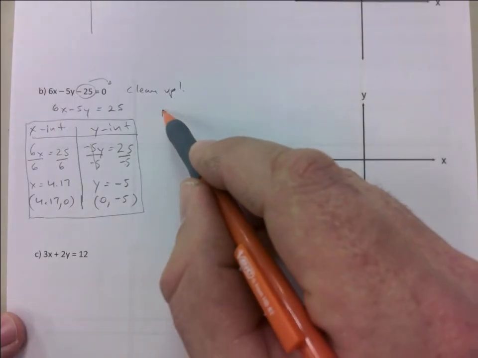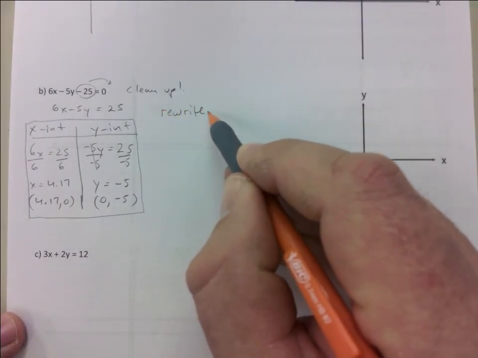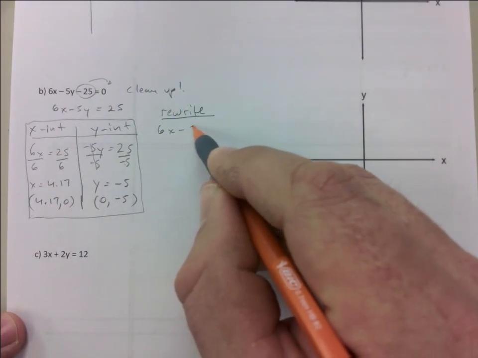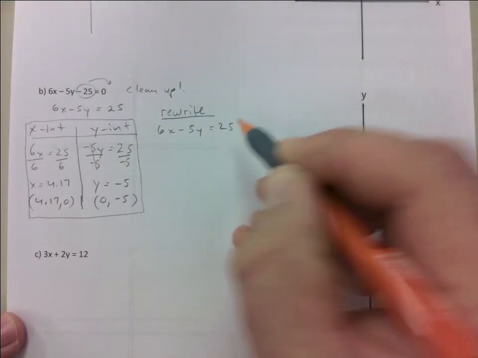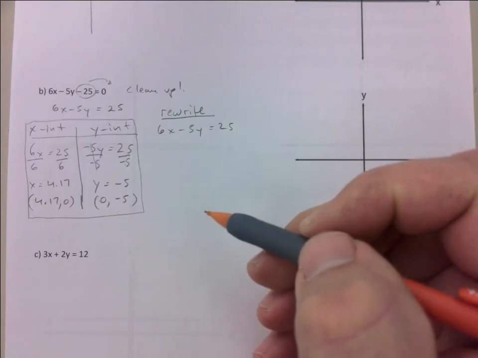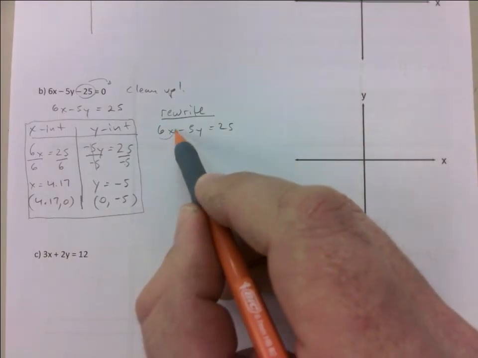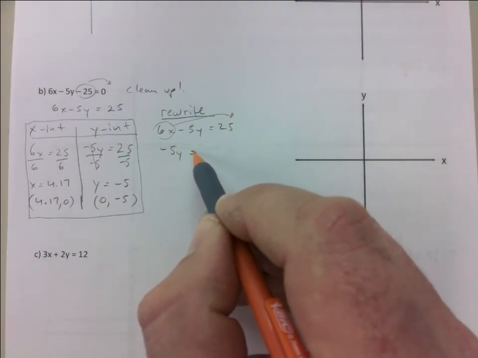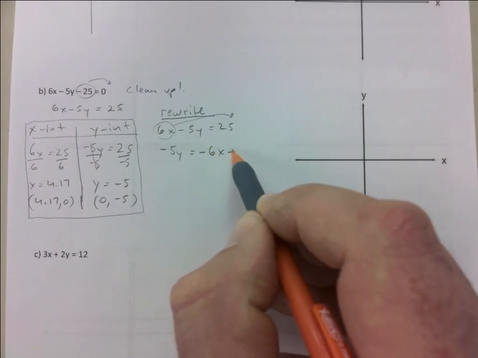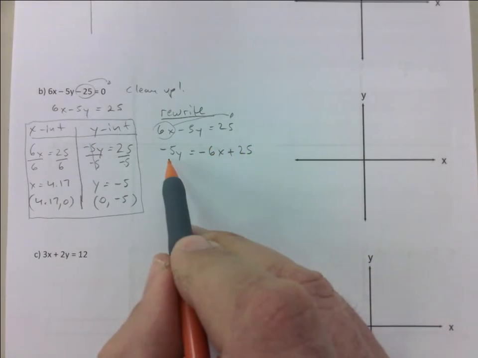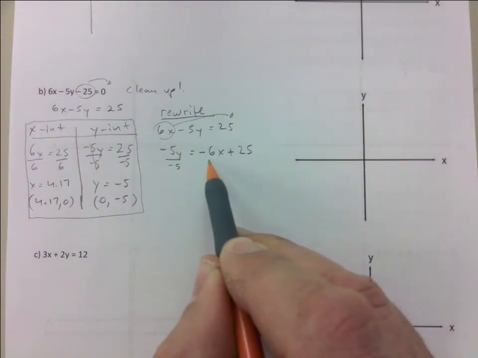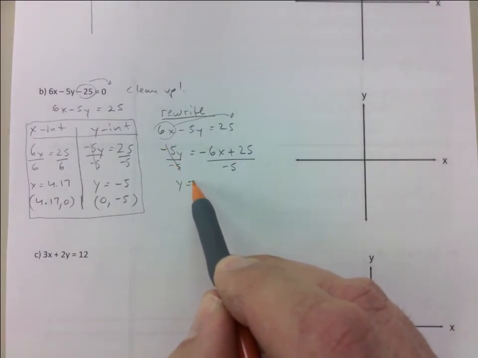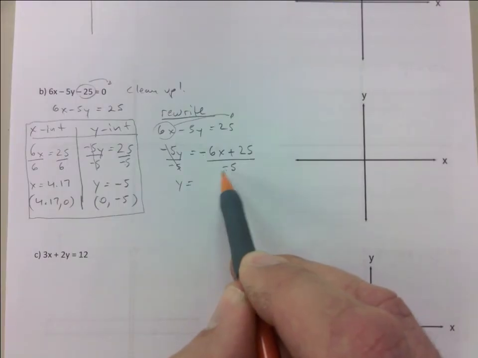Now let's rewrite. So we'll just take that one, maybe I'll copy it one more time. That's what I see a lot: students skipping a bunch of steps and then they miss a sign. So we'll take this one over to the other side. So it's negative 5y is equal to negative 6x plus 25. I divide both sides by negative 5. This cancels out. Negative 6 and negative 5 is positive.